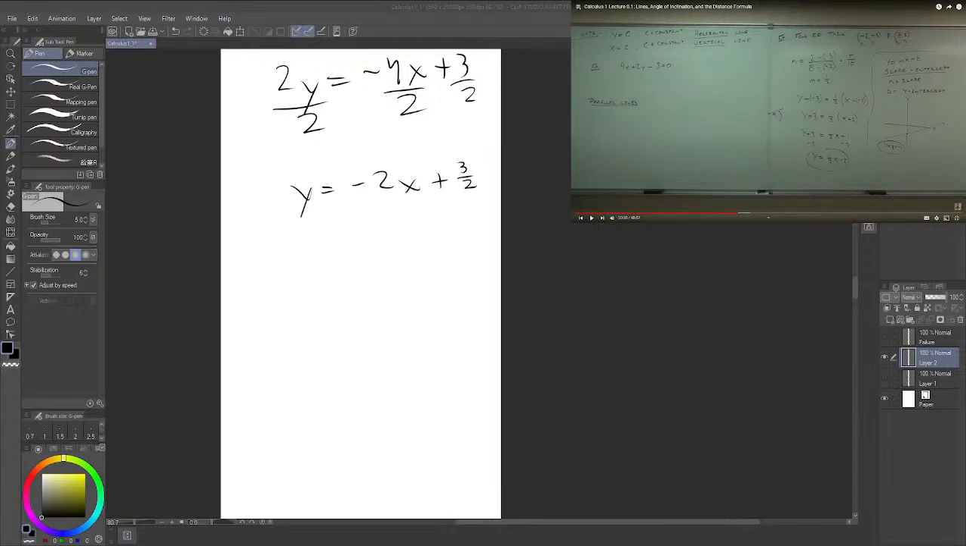Parallel lines. Is that like the system of equations we're doing or something?